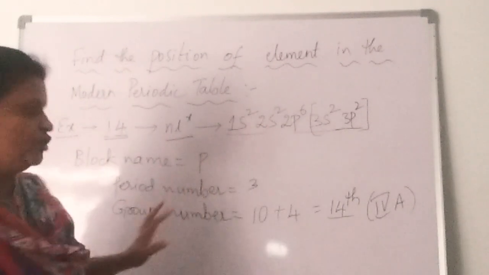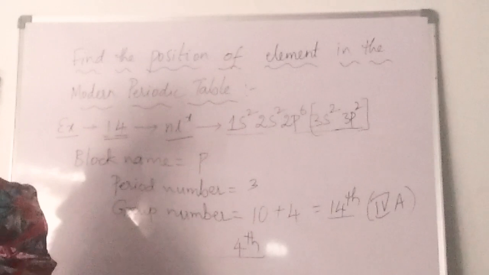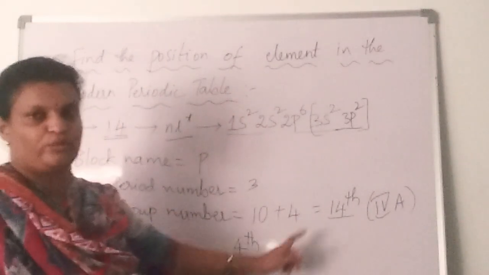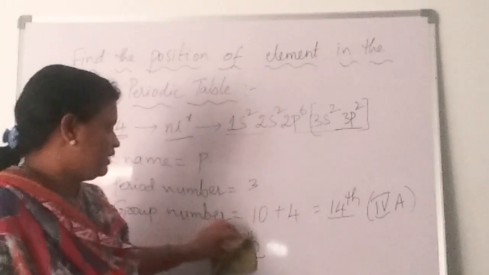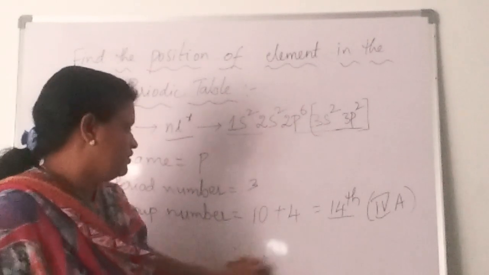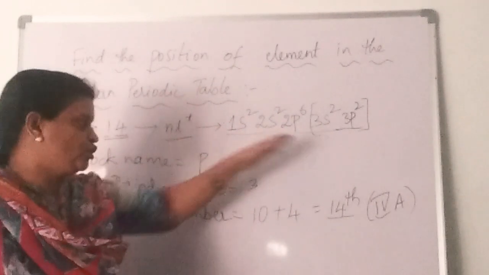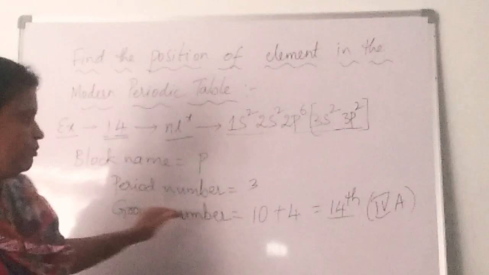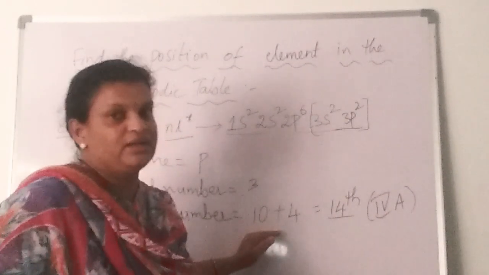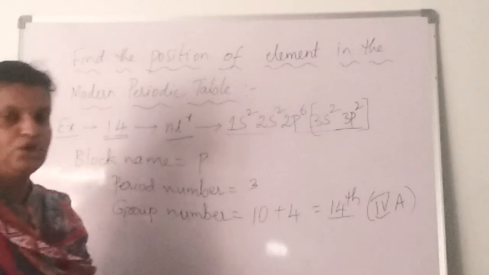We can't write this as 4th group. In Arabic numbers we can't write like this. It's wrong. It's not 4th group, it is 14th group. Roman number 4th A or 14th. Right? Like this, P block elements: whenever the differentiating electron is entering into the P block, P orbital, we write the block name as P block, and the group number we write by adding the last shell's number of electrons plus 10. Then we will get the group number.